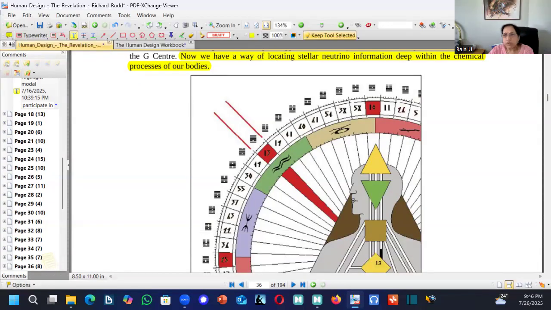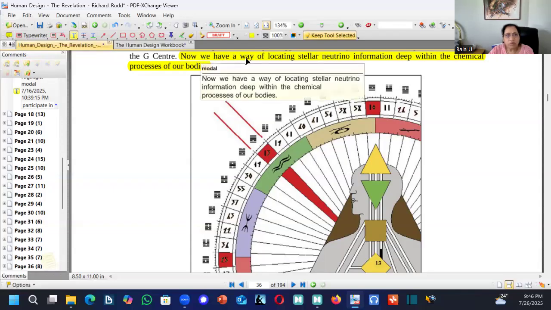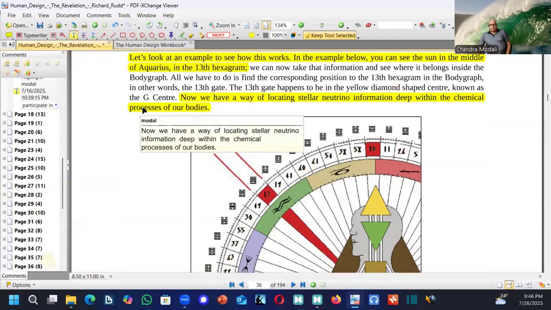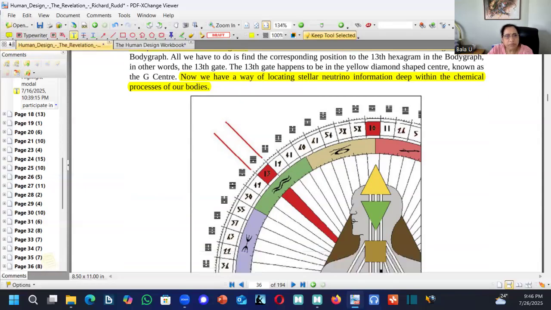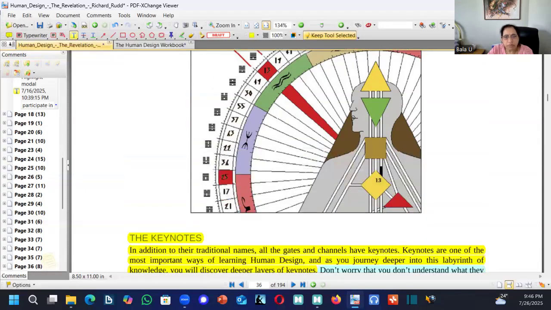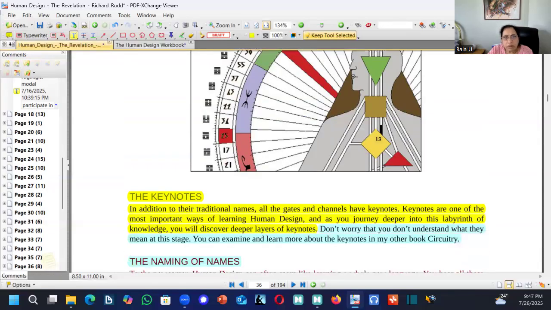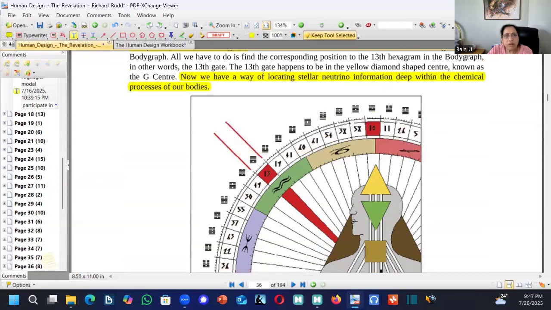Let's go one more up, a couple of lines up. The 13th gate happens to be in the yellow diamond-shaped center known as the G center. Now we have, here, the 13th gate. Now we have a way of locating stellar neutrino information deep within the chemical processes of our bodies.